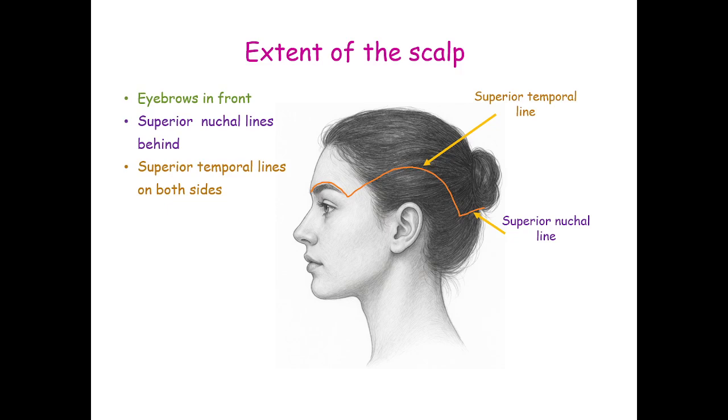First we will see extent of the scalp. So scalp is extending from eyebrows in front to the superior nuchal lines behind on the occipital bone, and laterally it extends till the superior temporal line. So scalp includes even the area of the forehead.